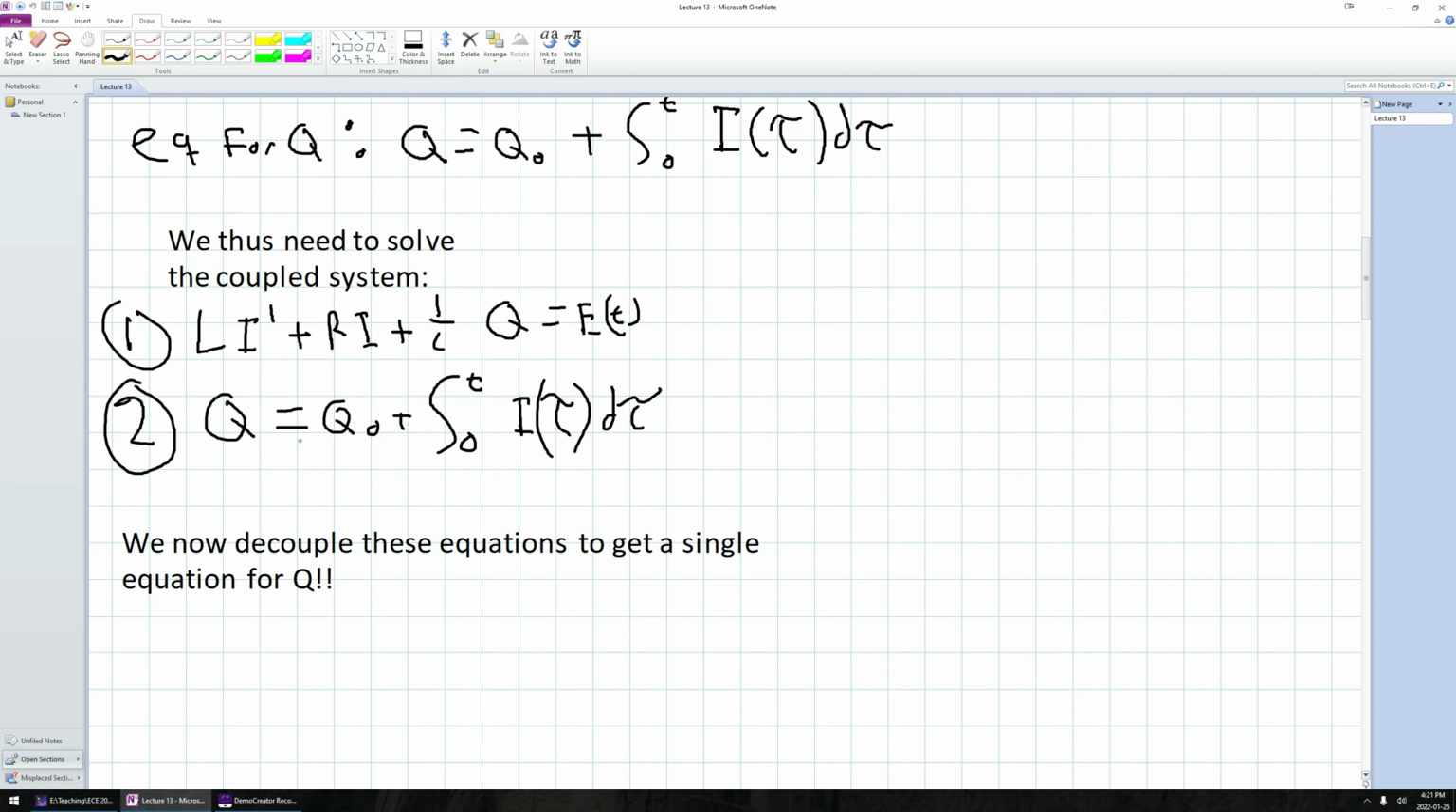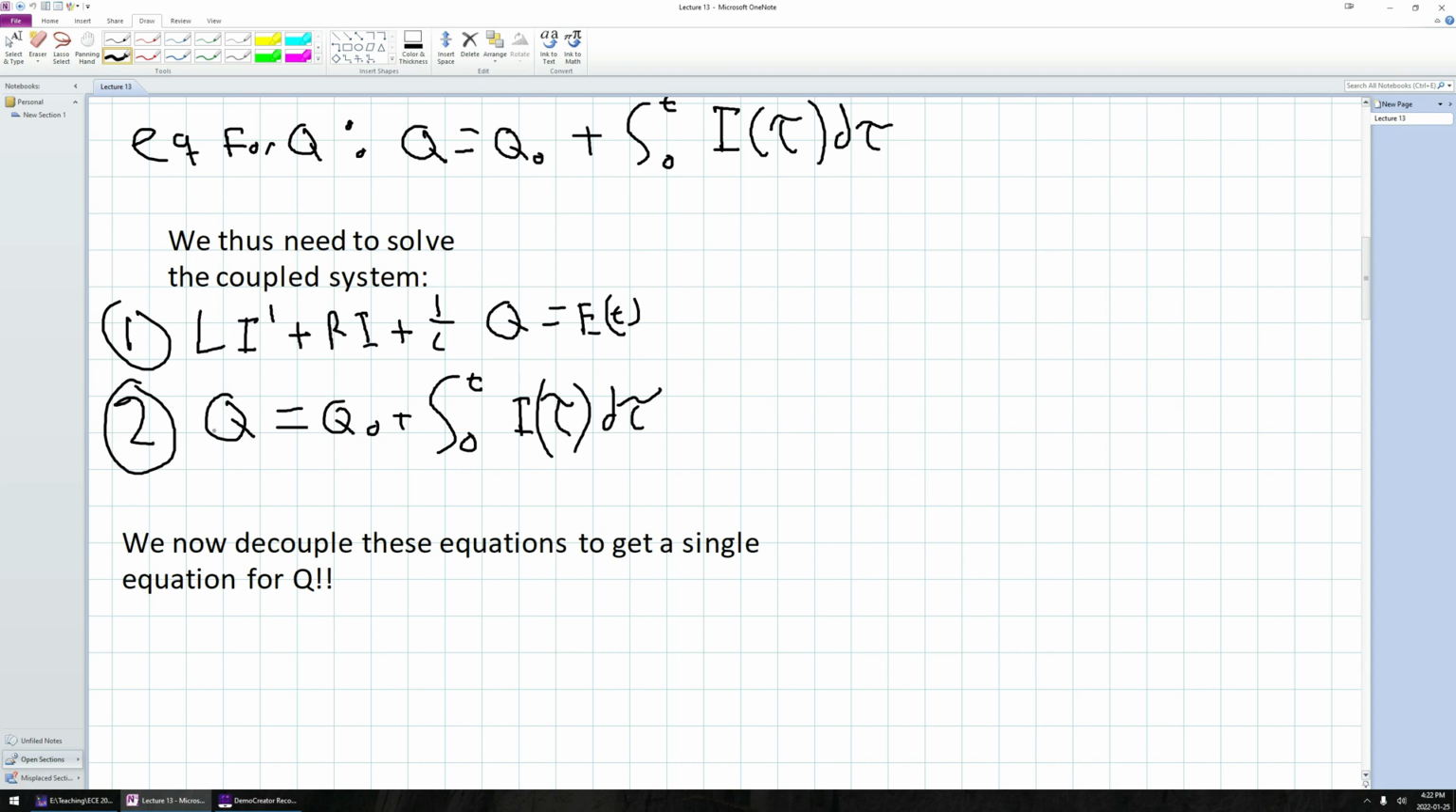So if I want to get an equation just for Q, I really have two options. I could try to solve this for I in terms of Q, plug it in here, and then get an equation for Q. That's not going to be the good way of going about doing it because the hard part is solving 1, not really evaluating this integral 2. Well, depends on what I is as a function.